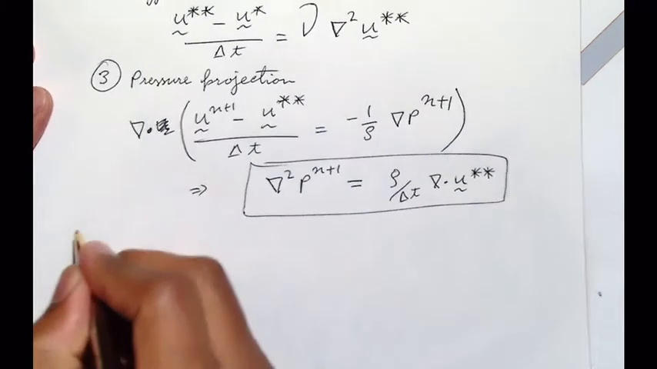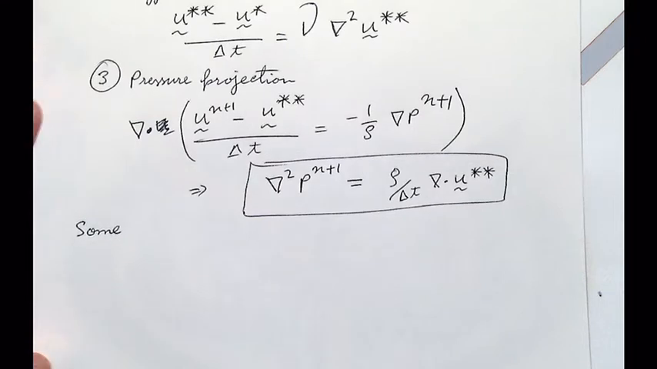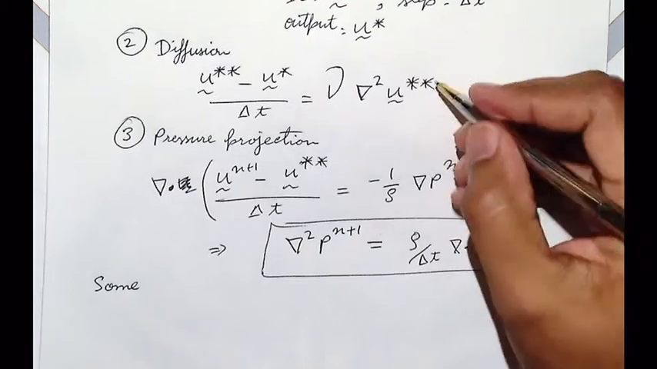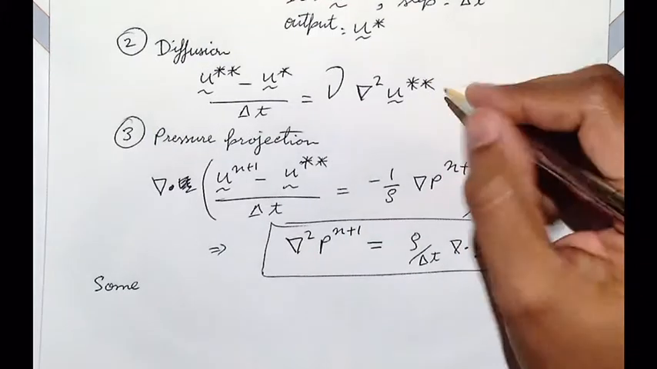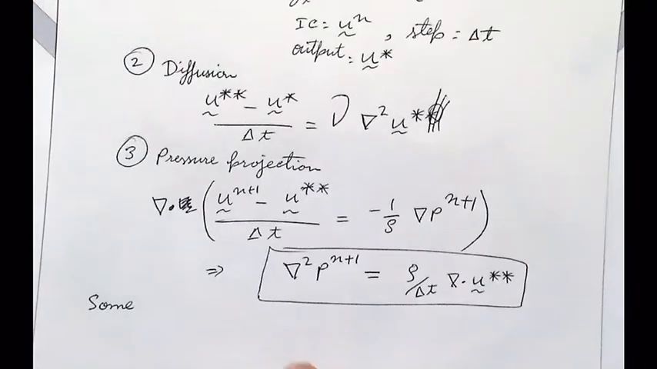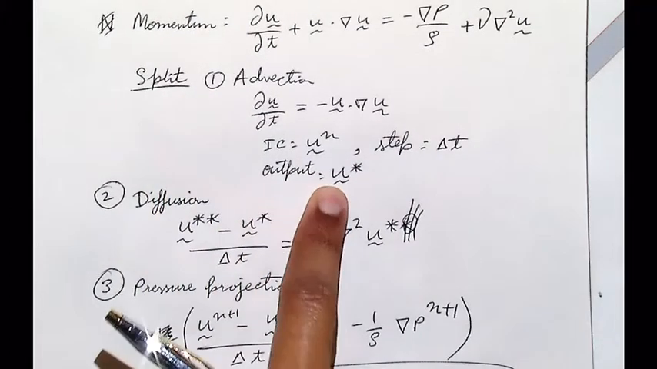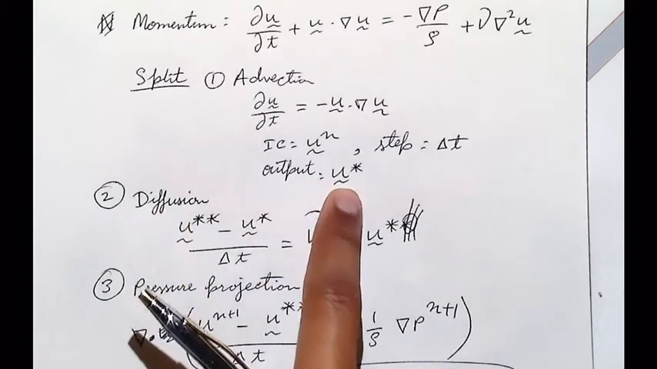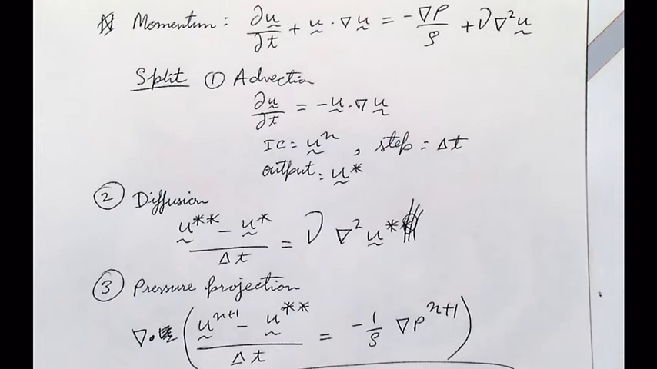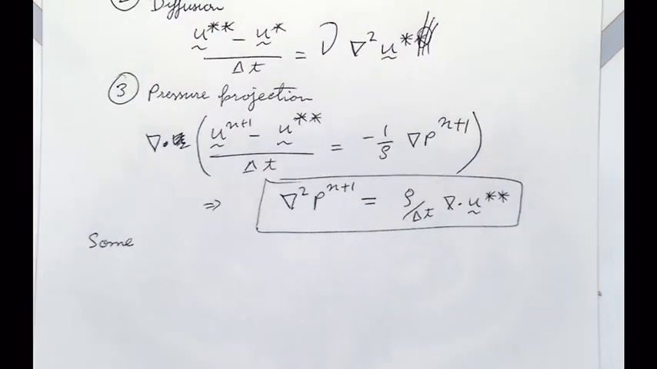On step 2, on the right-hand side, is it u star star? Oh, no, sorry, yeah, this is u star. Okay. Because that's what the result is. So yes, you're correct. You do advection, you get the result at u star, and you use that as your input here. Yeah, that was a typo. Thank you.